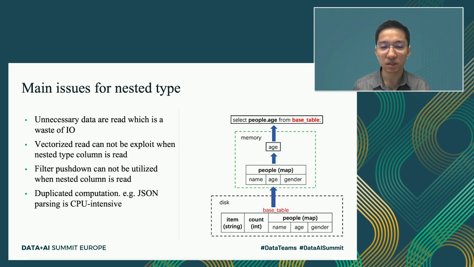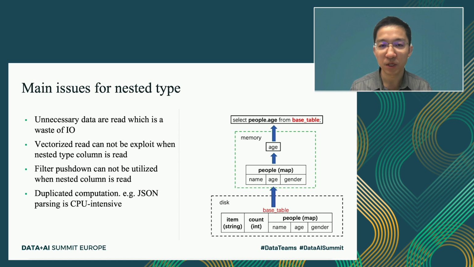The base table contains 3 columns. The first column is named item, and the type is string. The second column is named count, and the type is int. But the third column is named people, and the type is map. We know that the map contains data in key-value pairs. In the picture, we can see that there are 3 keys: name, age, and gender. In this session, we will refer to these keys as subfields. So in the people column, there are 3 subfields: name, age, and gender.